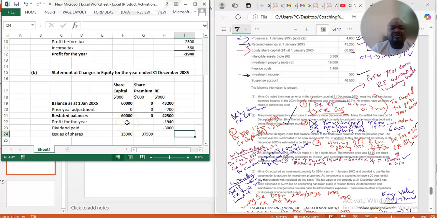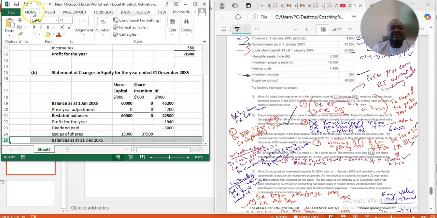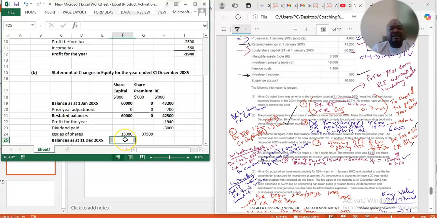So now we then get our balances as at 31st December 20x5. These ones could be boldened as well.